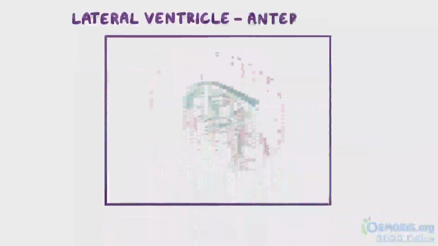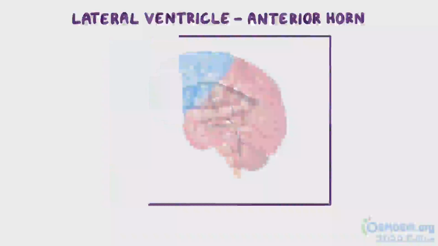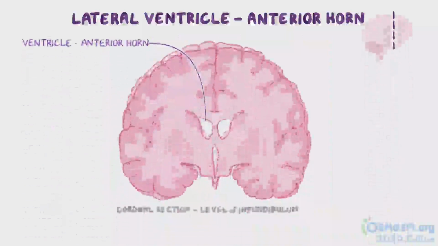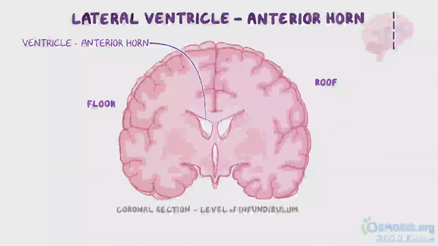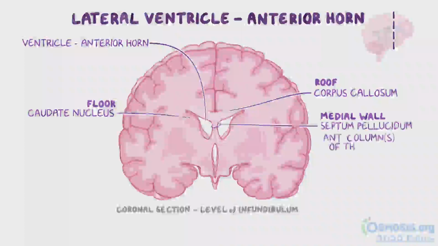Now, the anterior horn continues from the body at the interventricular foramen and extends into the frontal lobe. On a coronal section, we can see that the anterior horn has a roof, a floor, and a medial wall. The roof is also formed by the corpus callosum, while the floor is formed by the head of the caudate nucleus. The medial wall is formed by the septum pellucidum and the anterior columns of the fornix.